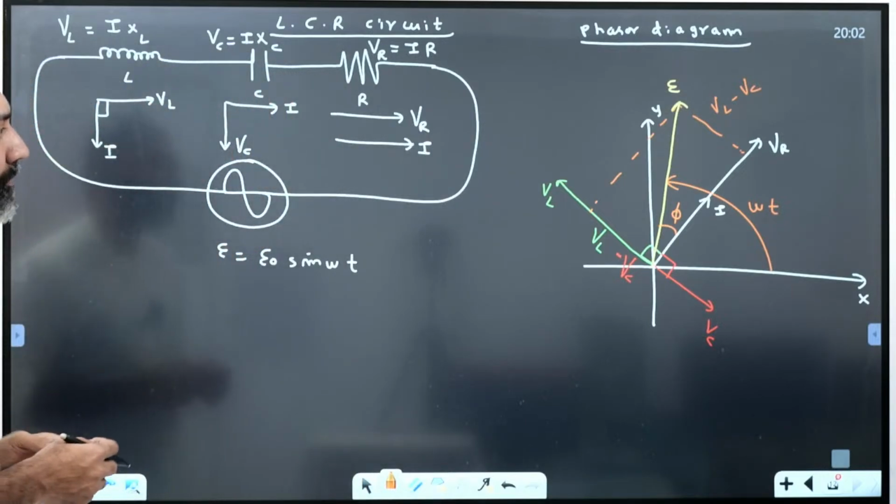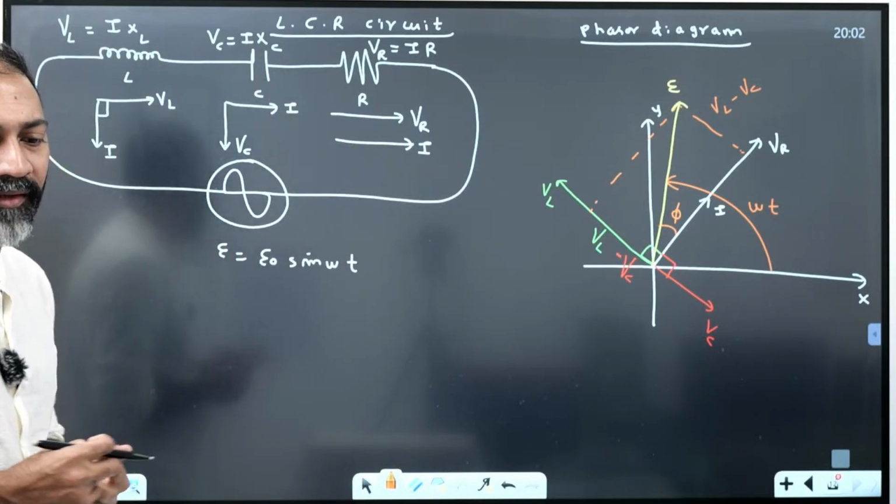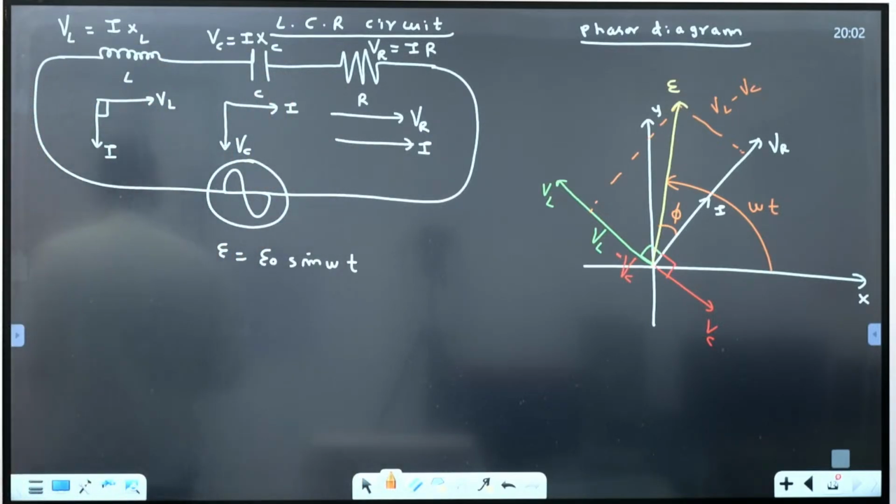Any doubt? All of you, please draw the figure. Then only I am proceeding. I am taking more time to complete this topic because this is the most important topic of this chapter. LCR circuit and phasor diagram of LCR circuit. Please take out your notebook. Please draw the figure. It's very, very, very, very important.